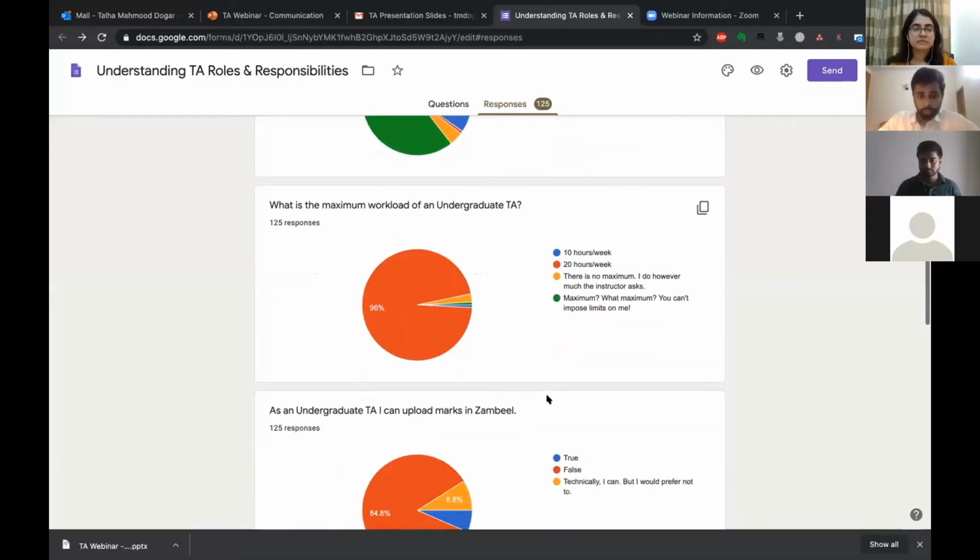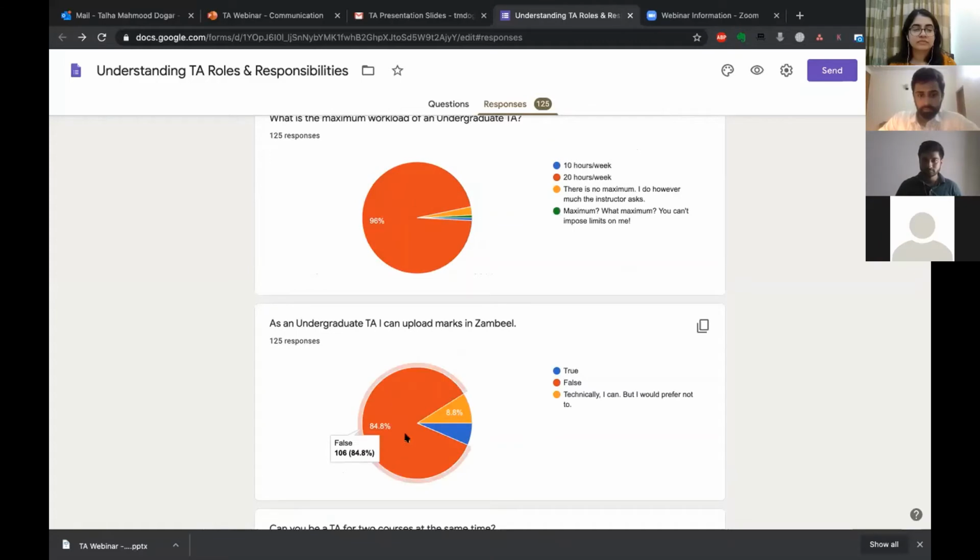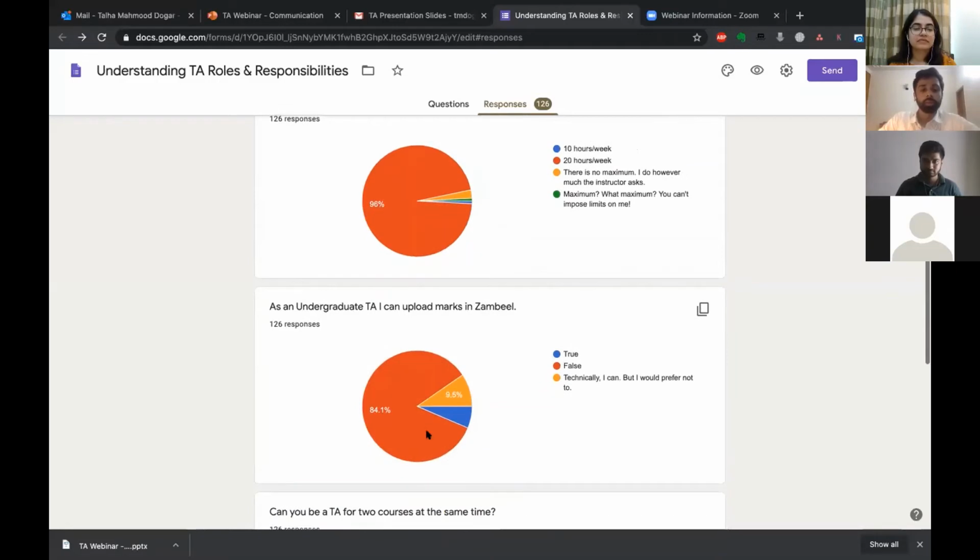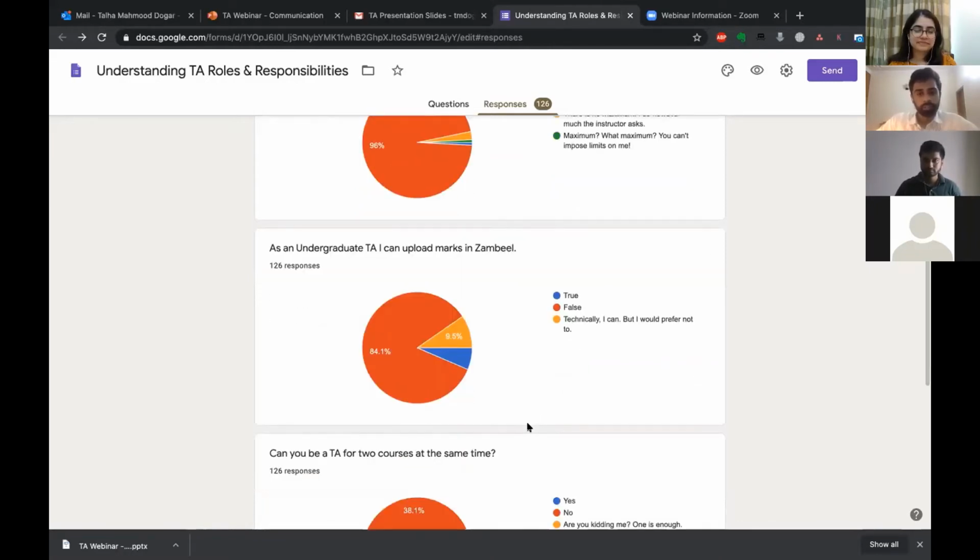So as an undergraduate TA, can I upload marks in Zimbio? To be honest, I'm actually surprised that so many undergraduate TAs knew that, because back when I was a TA, long time back, undergraduate TAs did do that, even though it was against policy. Not officially they didn't do it, but unofficially it happened. You're not required to upload marks in Zimbio. In fact, you're discouraged from doing so. So those who think technically I can, this was for that portion. Yeah, I mean, technically, I suppose if the instructor asks you to do it, you might be able to do it. I don't know if there's any strict laws that prevent the instructor from asking you to do that. That would be the right person to ask. I think the RO is probably a better source for that information. But as far as I'm aware, it's discouraged.